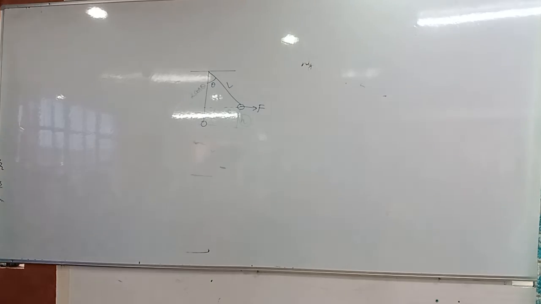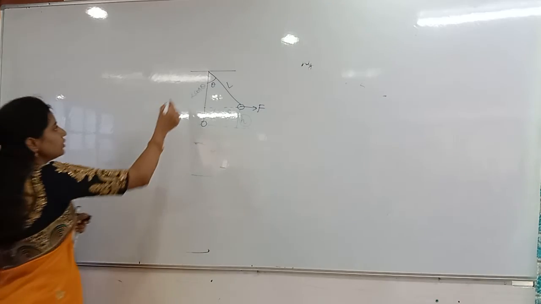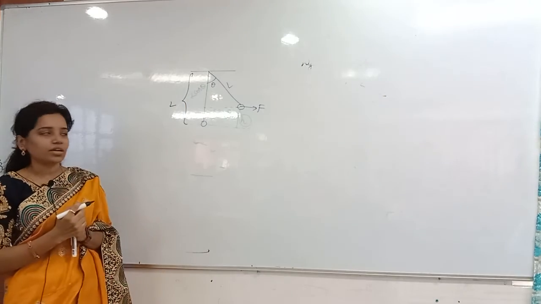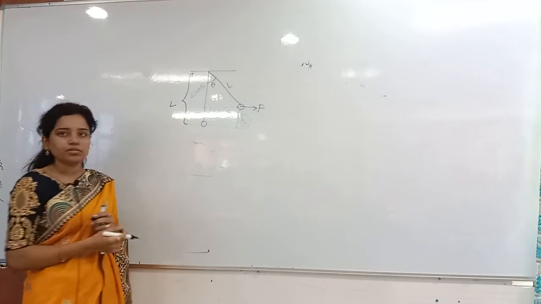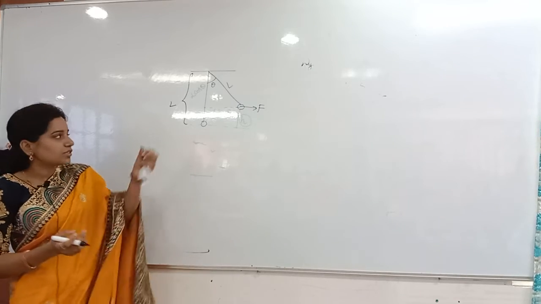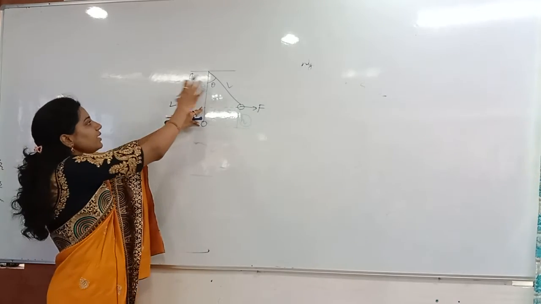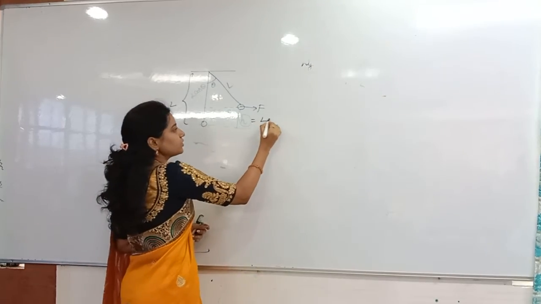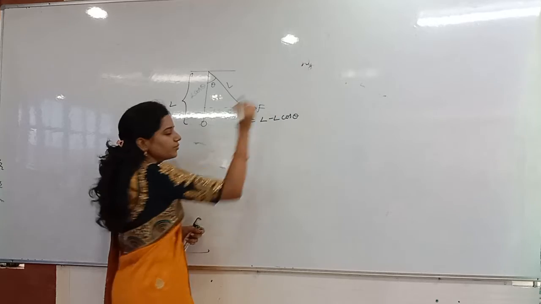But you only said the total length was how much? L. Total length was L. But now this length is how much? L cos theta, means this height will be what? Tell me. L minus L cos theta. Understand, right? This height, L minus L cos theta, gives you this height. So I can write, h is equal to L minus L cos theta.